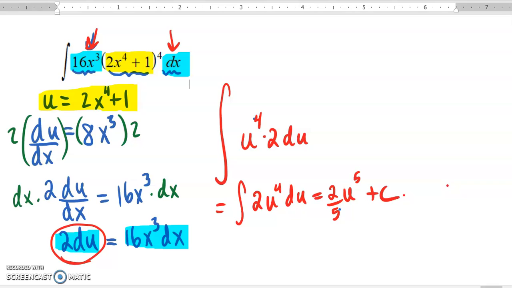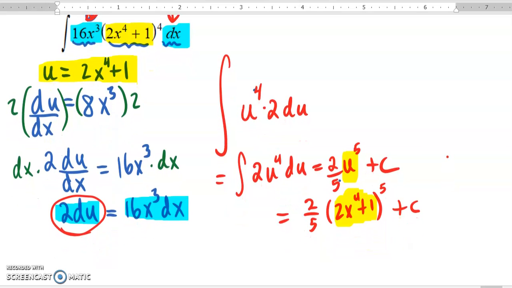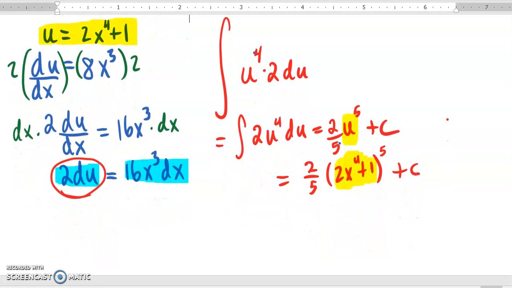So now all I have to do is go back and substitute for u. So 2/5, u is going to be 2x to the fourth plus 1, to the power of 5, plus c. So you can see now I substituted back my u, and there it is. And this is my final answer. And you can always check by using the chain rule to see whether or not I did this correctly. If I do that, I know the c is going to go away because the derivative of a constant is 0.